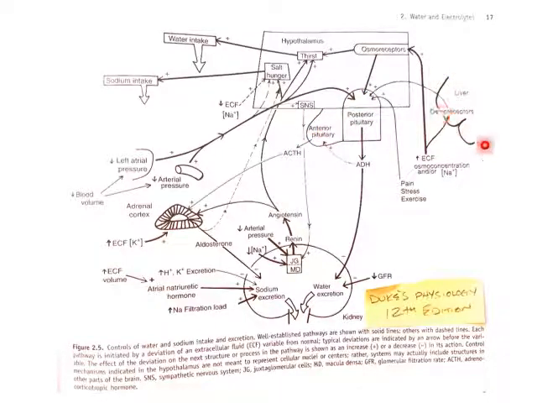You've got the posterior pituitary, anterior pituitary. You've got the liver involved. You've got pressure in the heart. You've got pressure in the blood vessels. You've got the adrenal cortex, and then you've got the kidney down here.